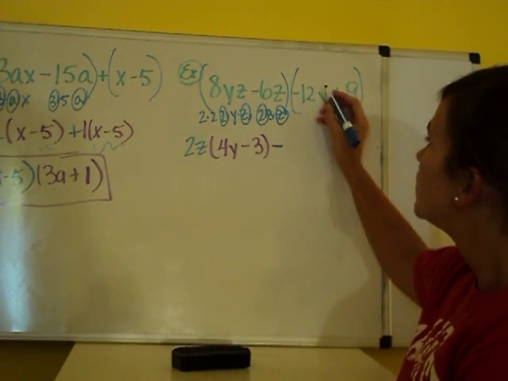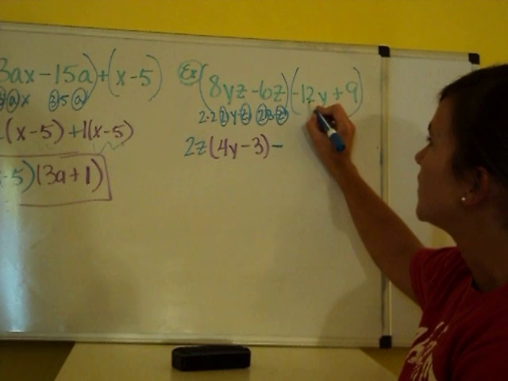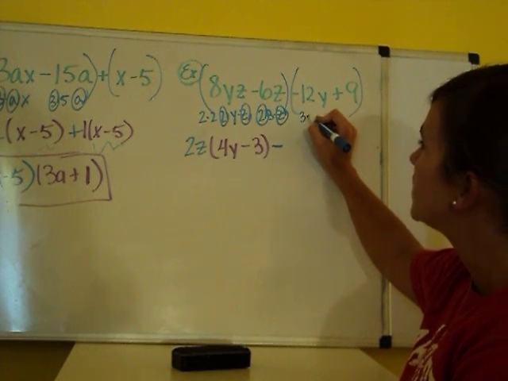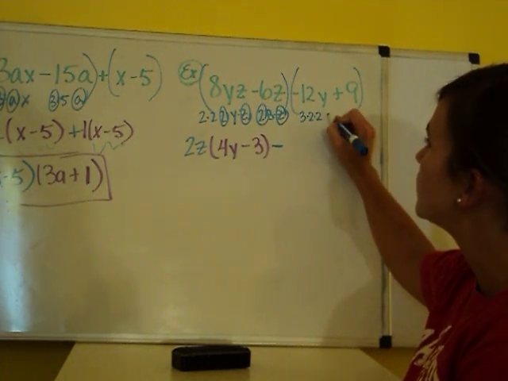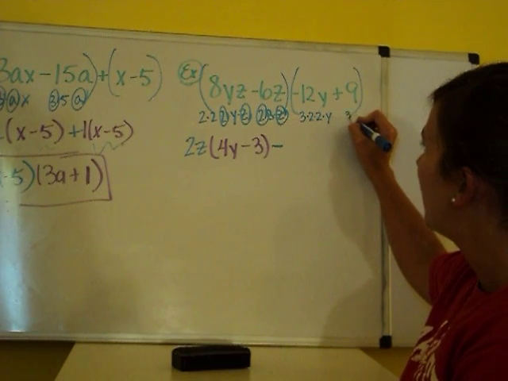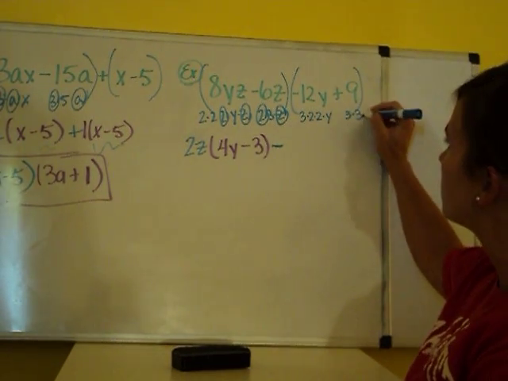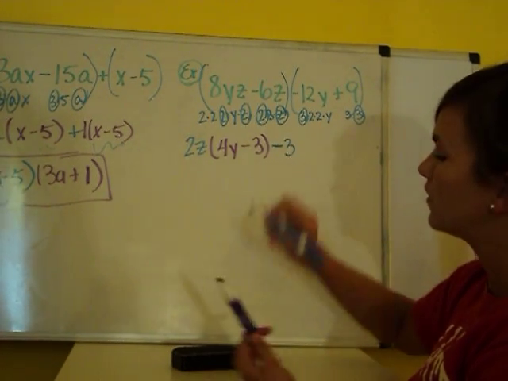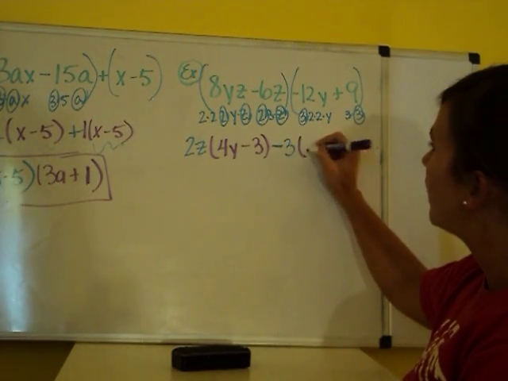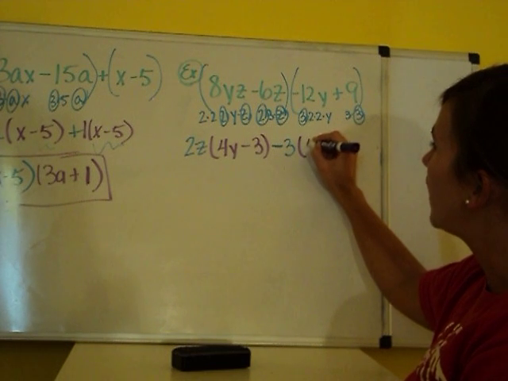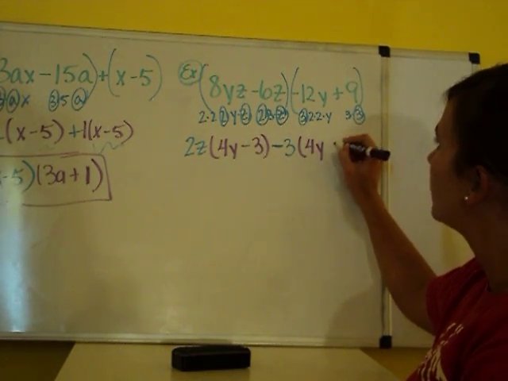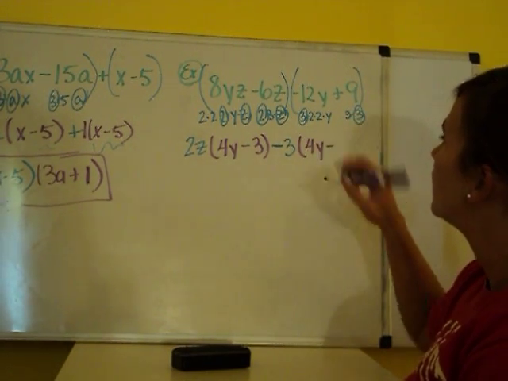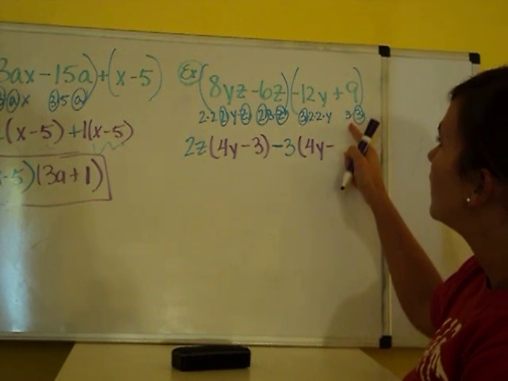Okay? So not only are we going to pull out a negative, but what else do we share? 12 is 3 times 4, which is 3 times 2 times 2 times y, and 9 is 3 times 3. So these are sharing a 3. So I'm going to pull out a negative 3, and then left over 2 times 2 times y is 4y minus, okay, a 3.